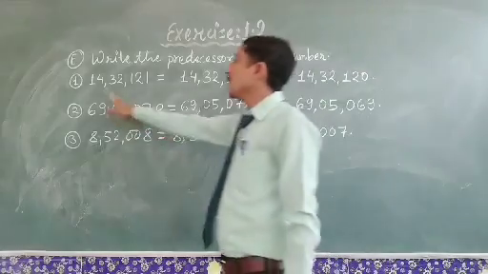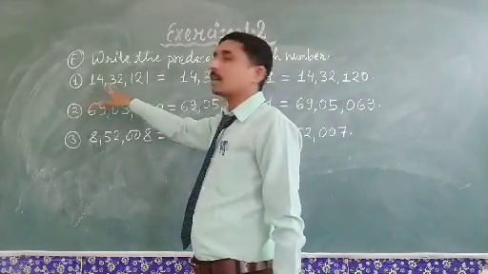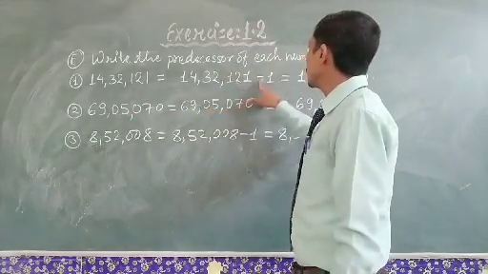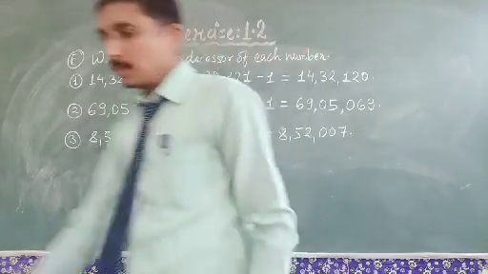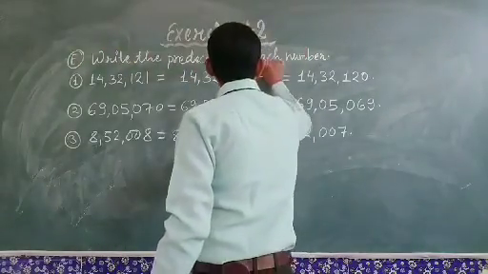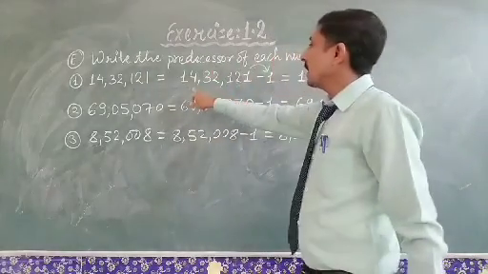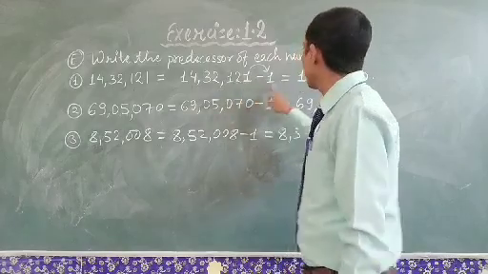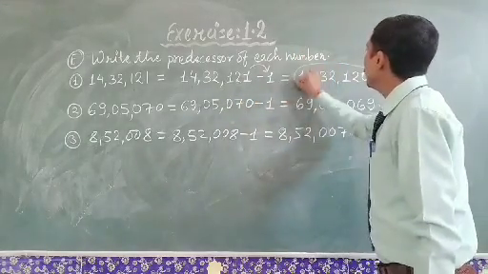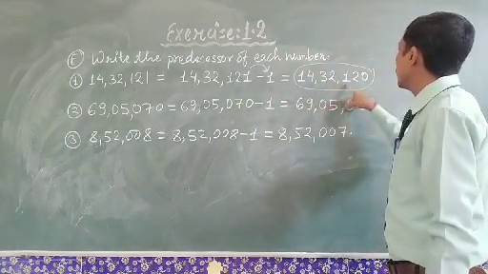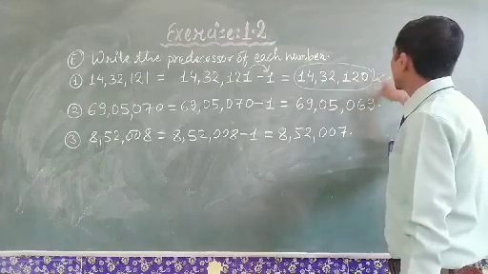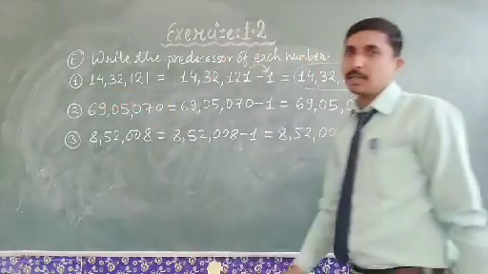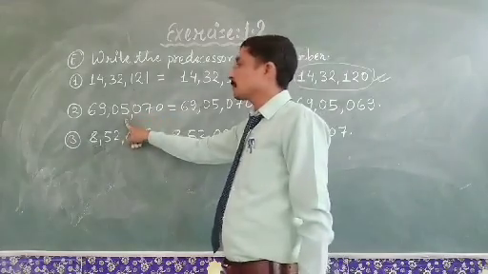So you see our first question is 40,32,121. So what we have to do? We have to subtract 1 from this number. When we subtract 1 from 40,32,121, we get the answer 40,32,120. So this is the predecessor of 40,32,121.